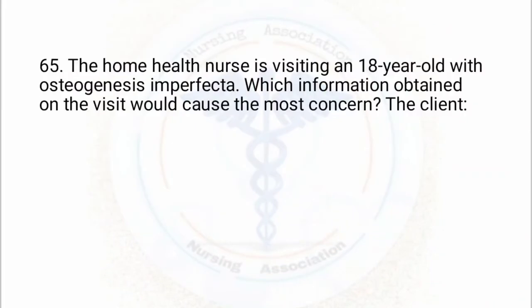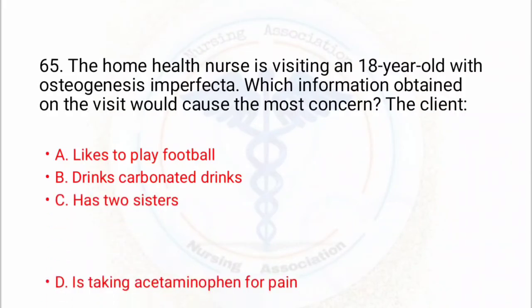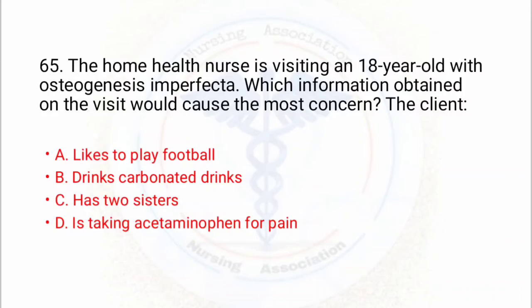Moving on further, question number 65. The home health nurse is visiting an 18-year-old with osteogenesis imperfecta. Which information obtained on the visit would cause the most concern? The client likes to play football, drinks carbonated drinks, has two sisters, or is taking acetaminophen for pain.